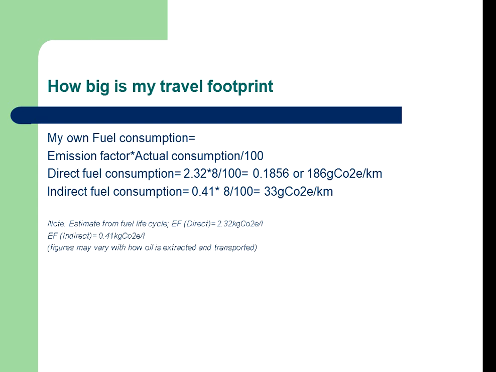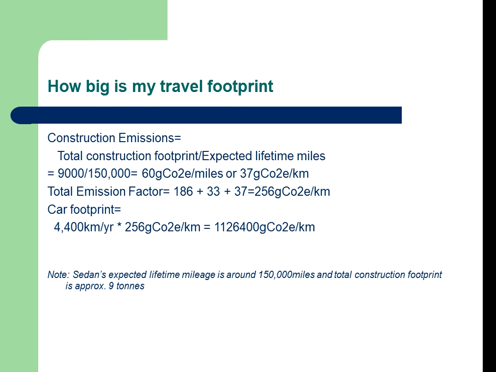My own fuel consumption is equal to emission factor multiplied by actual consumption divided by 100. By using this calculation, references are given here. Direct fuel consumption is equal to 186 grams carbon dioxide emission per kilometer. Indirect fuel consumption is 33 grams carbon dioxide emission per kilometer. So direct and indirect are given here. In the next stage, construction emission is equal to total construction footprint divided by expected life mileage, which is 9,000 divided by that one. So I got the total construction emission equal to 37 grams carbon dioxide emission per kilometer.